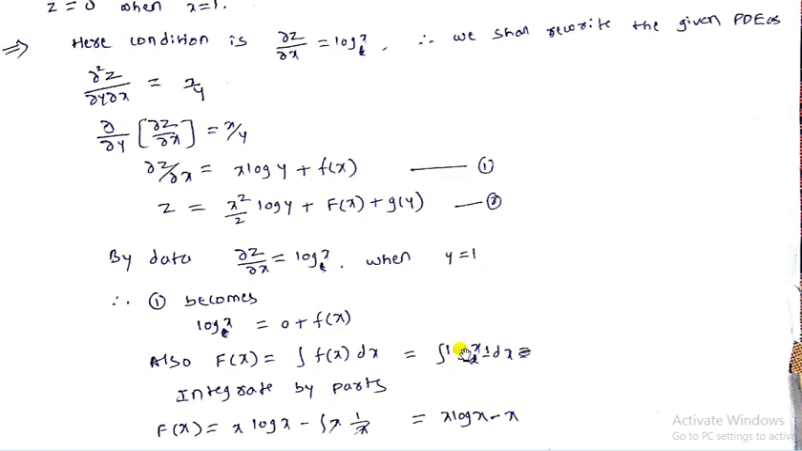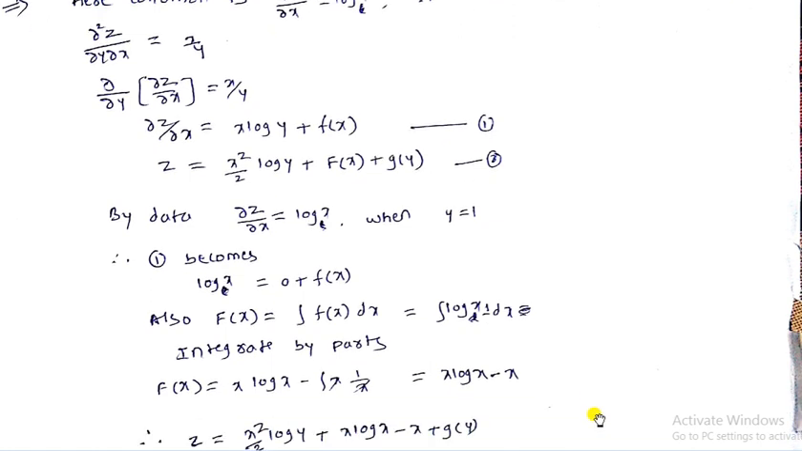Integration of log x: keep log x, where u denotes log x and v denotes 1 dx. So keep log x as it is, the integration of dx is x, minus the integration of x times the differentiation of log x, which is 1/x dx. So x and x cancel out. Integration of 1 dx is x here. So we get capital F(x) as x log x minus x.